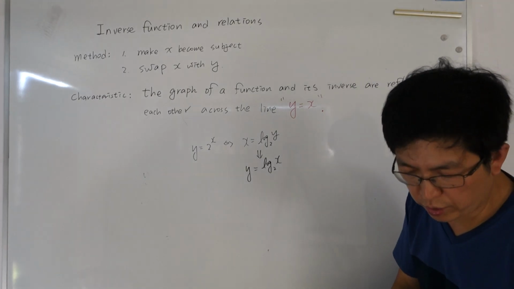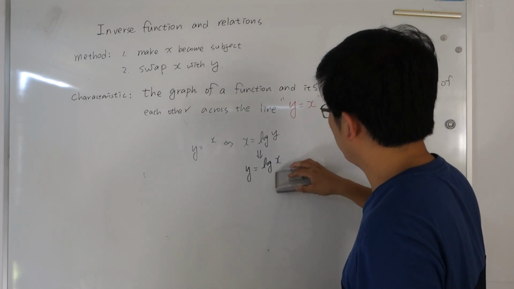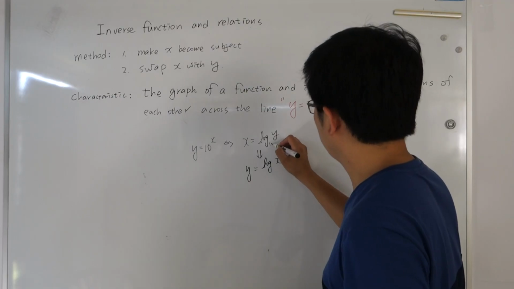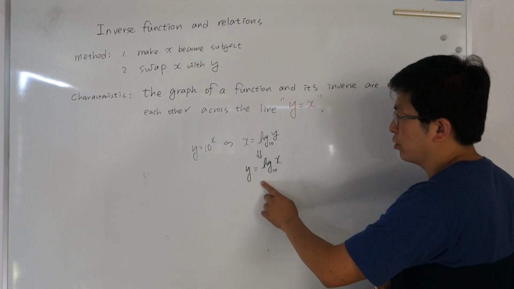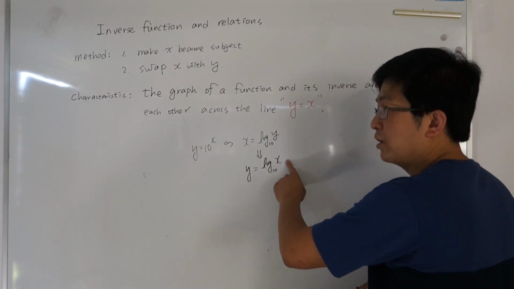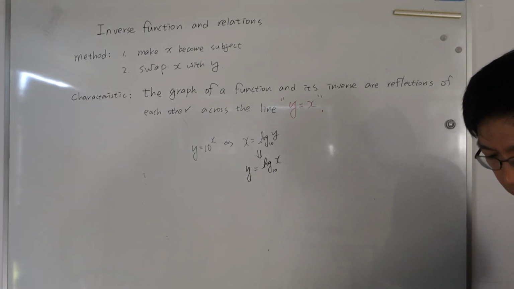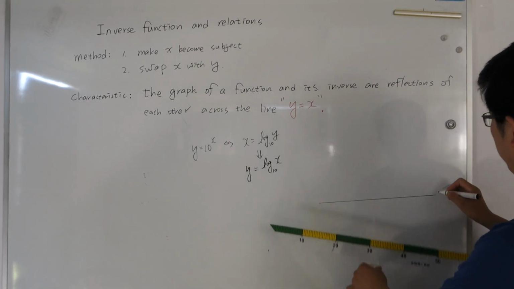We don't use 2. We use 10. It's fine. Okay. We use base 10. Still the same. So y equal to 10 power x and y equal to log base 10 of x. These two functions are inverses of each other. So on the graph, how do we draw this? You will find out.